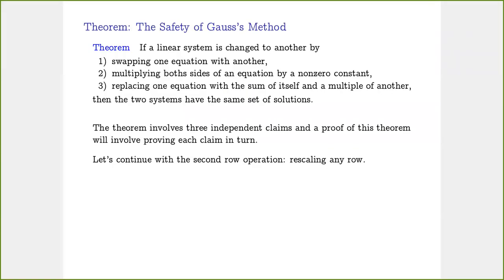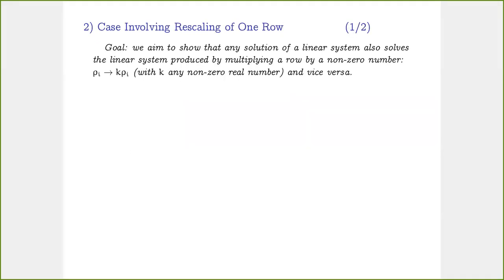Okay, let's continue with part two of the proof of the safety of Gauss's method, which deals with rescaling any equation or row in a linear system, multiplying it by a non-zero constant. Okay, so here's the theorem. If a linear system is changed to another by swapping one row with another, that was the first case, or multiplying both sides of an equation by a non-zero constant, that's the present case. That's the one we're going to look at now.